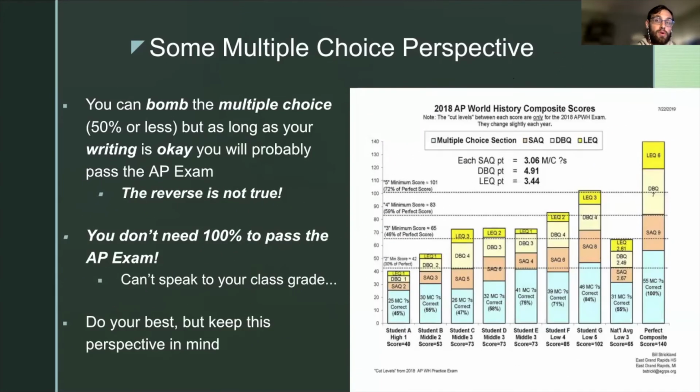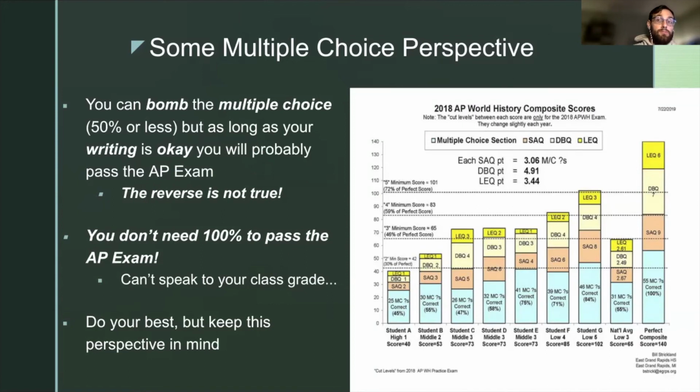Finally, let's put the multiple choice on the AP exam in some perspective. Now, I cannot speak for your individual class, but I can talk about the exam in general. And let me just drop a truth bomb, if you will, on you, which is this. You can absolutely fail the multiple choice, get 50% or less, but as long as you can write decently, if your writing is okay, if you can pull a 3 or a 4 out of a 7 on a DBQ, and you bomb the multiple choice, you will still probably pass. The reverse is not true. If you ace the multiple choice and completely bomb the writing, you will not pass. This is why writing is more important than multiple choice.